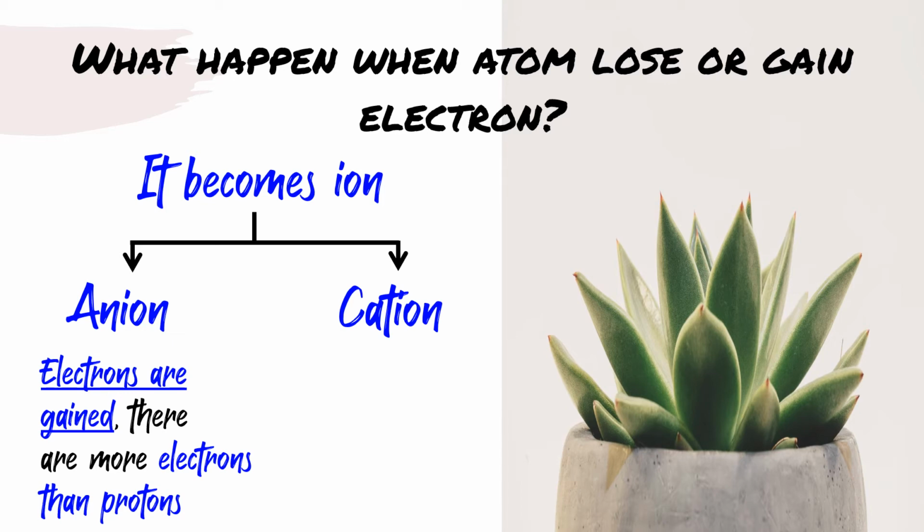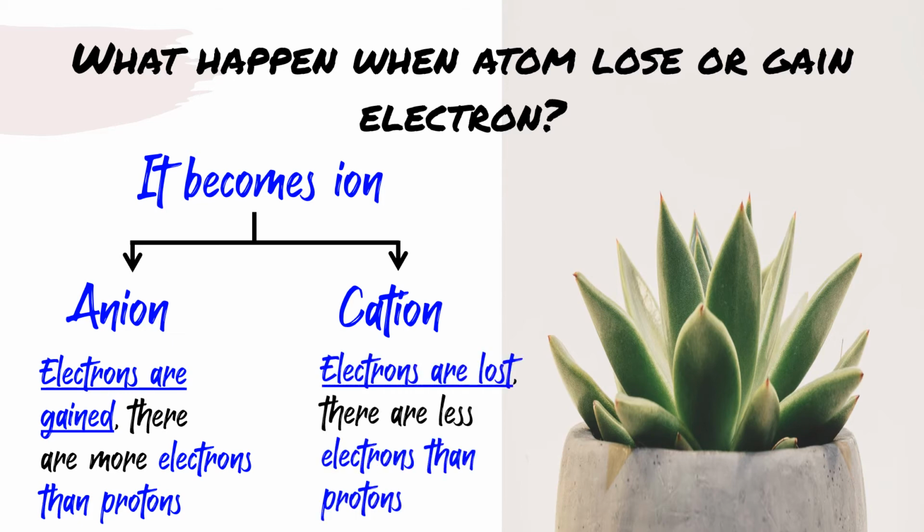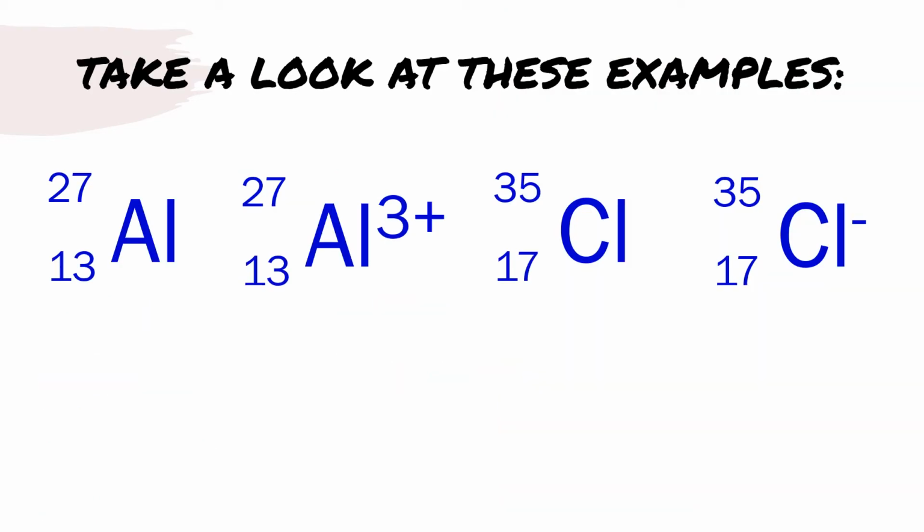While when electrons are lost by an atom, a cation is formed. Losing electrons results in fewer electrons than protons. Hence, a cation is a positively charged ion. For better understanding, let's take a look at this example.